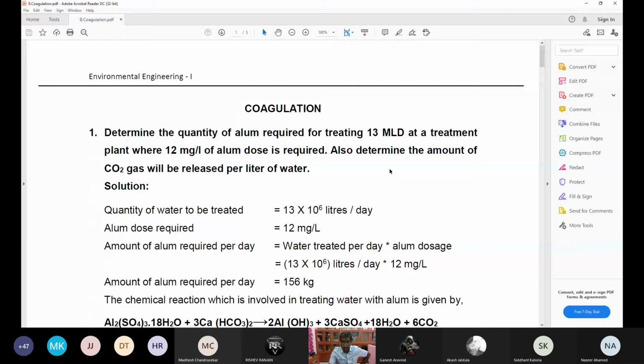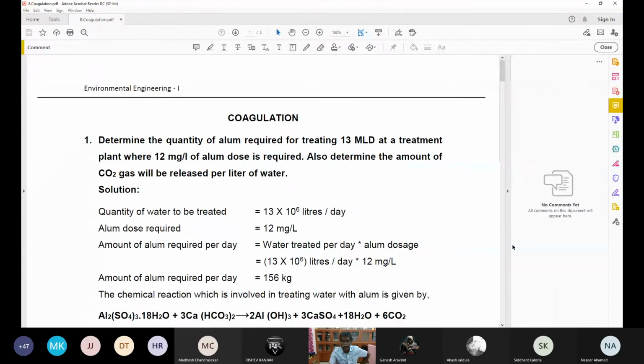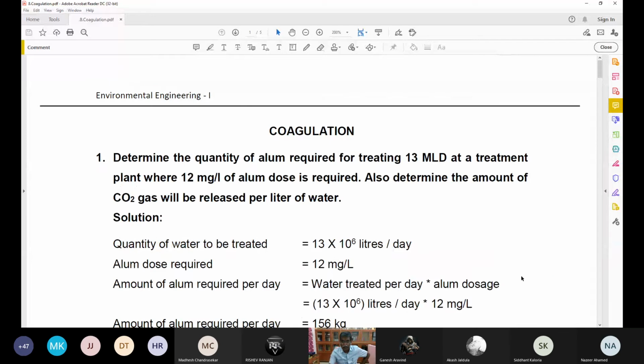Is the screen visible, Divya? Yes, sir. Okay. So anyway, I'll be solving some two or three difficult problems, but you can also highlight or study.